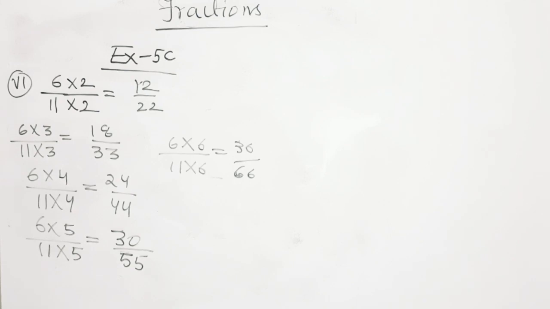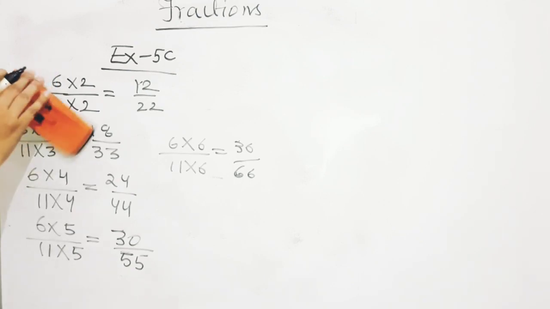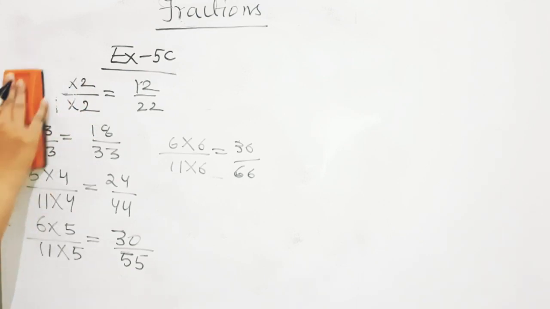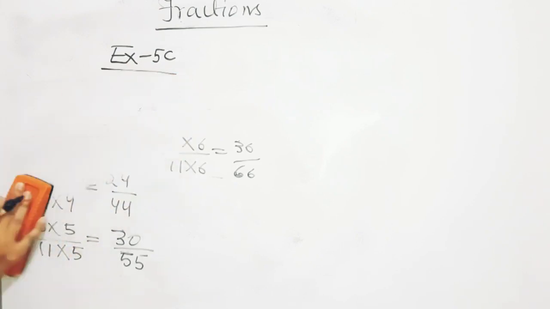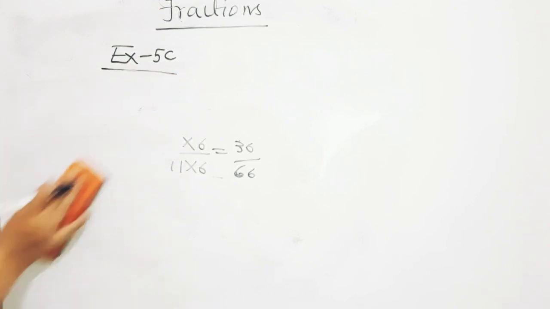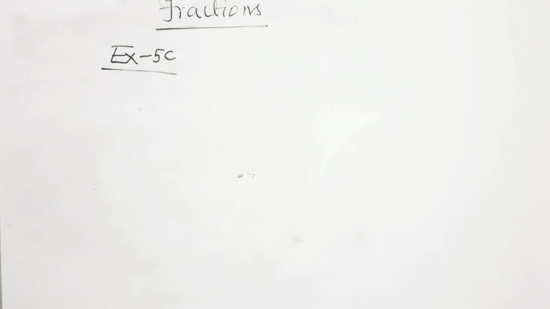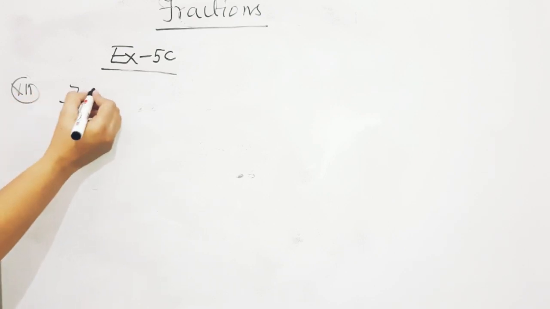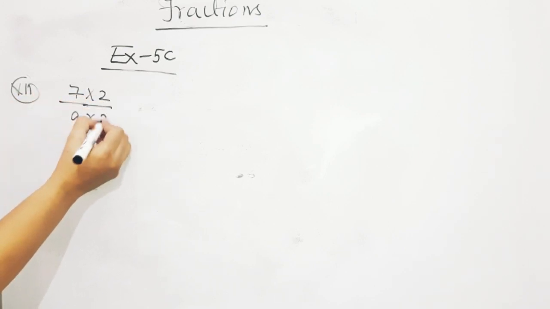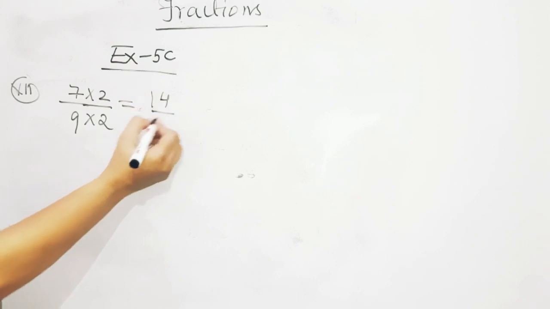Now coming to the 7th option. So the 7th option is 7 upon 9. In the 7th option, the numerator is also 7. What a coincidence. So 7 upon 9. So to obtain the first equivalent fraction, what will you multiply by? You will multiply it with 2.